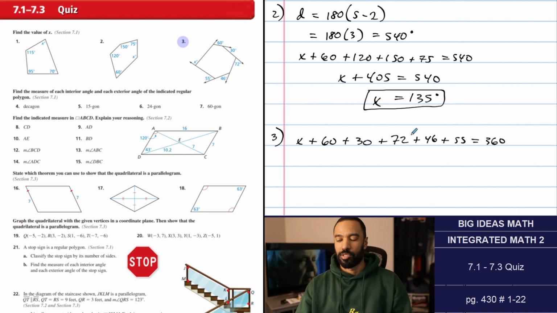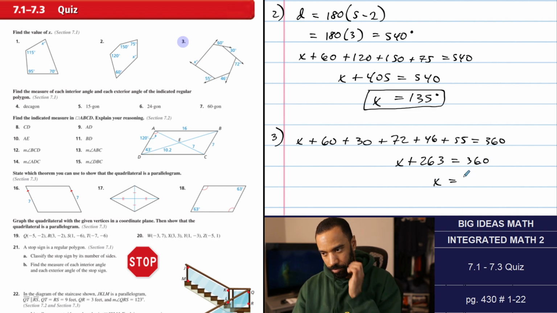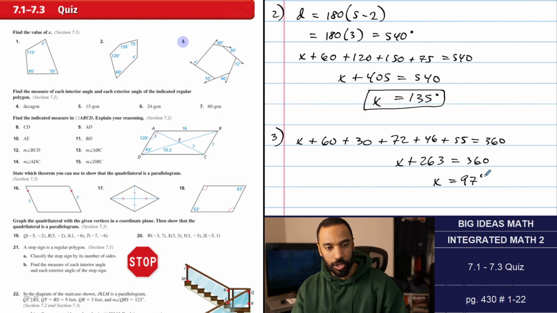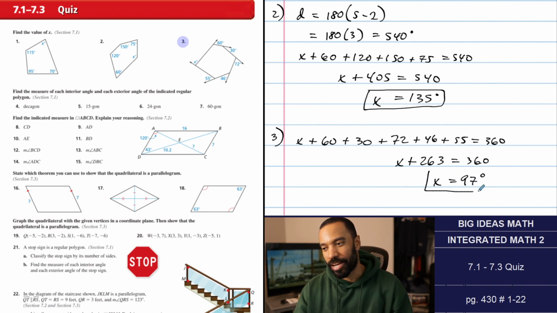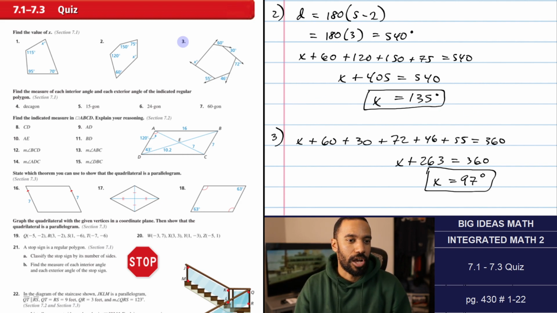60 plus 30 is 90, 162, 208. Is that a 55? 263. Combining like terms. Subtract 263, and I'm getting, I guess, 97 degrees. Looks like a little bit more than 90 degrees, so I'm going to go with it. That's what I like, my gut instinct. That's numbers 1, 2, and 3, section 7.1. Also out of section 7.1, let's look at numbers 4, 5, and 6.